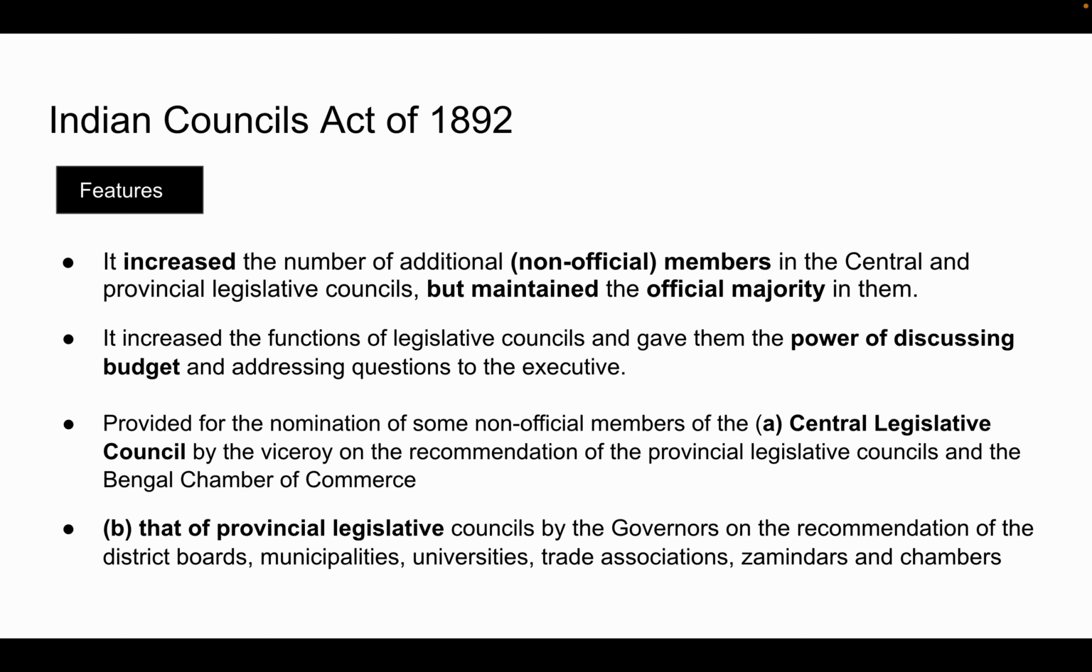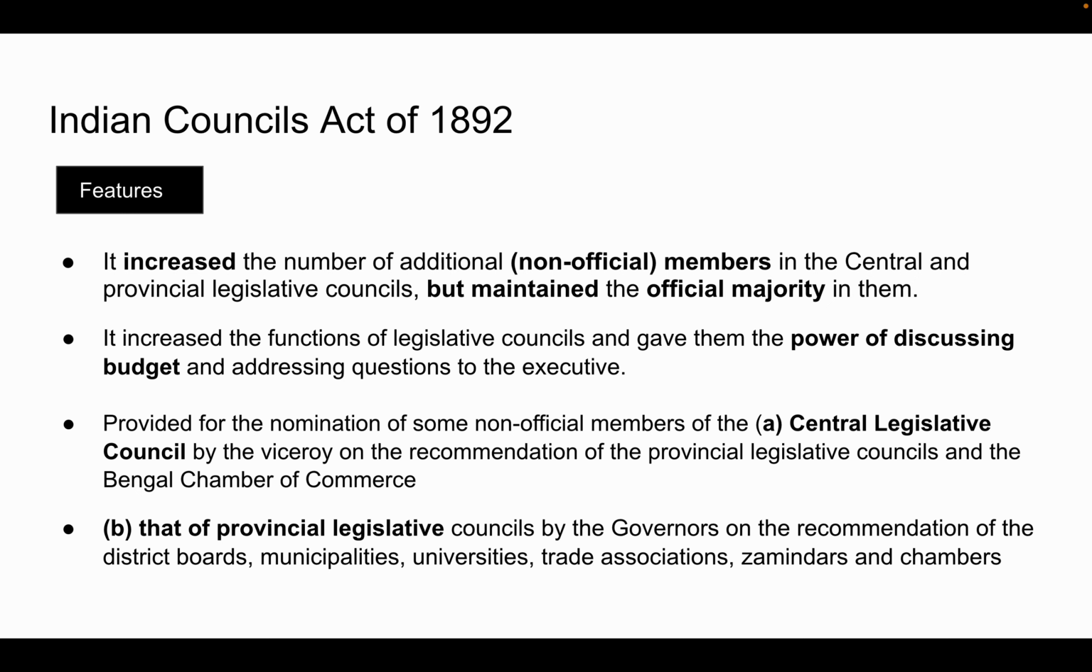Let's go through the points once again. First, it increased the number of additional non-official members in the central and provincial legislative councils, but maintained the official majority in them. Second, it increased the functions of legislative councils and gave them the power of discussing the budget and addressing questions to the executive. And we know the concept of budget was introduced by the Britishers in the year 1860.